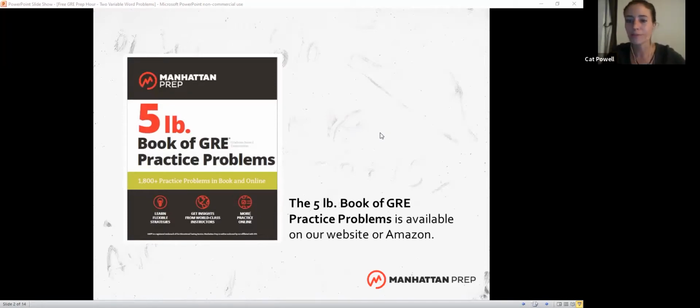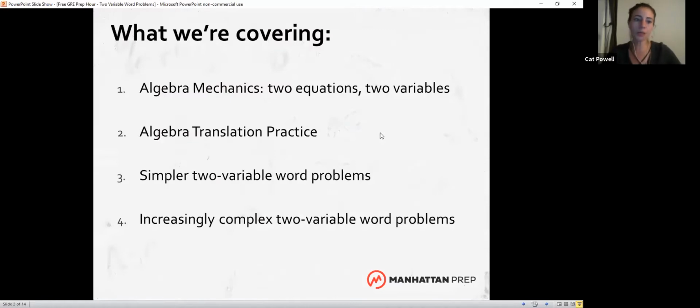Today we're going to start, because I'm assuming we have folks in all different stages of prep, really simple, looking just at some key algebra mechanics, and doing a little bit of practice with algebra translations. And then we're going to start with a couple of simple word problems, and work our way up to some very hard, very complex problems. So hopefully levels of difficulty to suit everyone at some point.